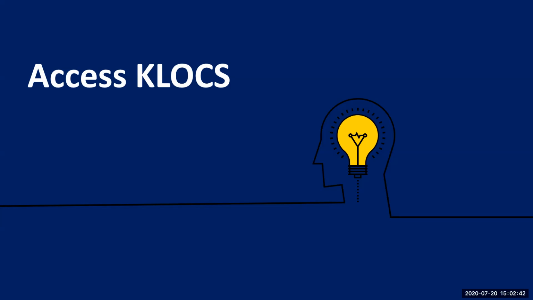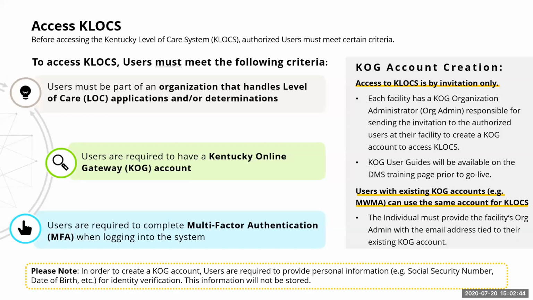Since there are a lot of questions about COG, we'll go through and talk a little bit about that. In terms of KLOCS, there is going to be protected health information, PHI, in that system, and we want to make sure that information is protected, so not anybody can just get access. If I go out there as an average citizen and create a COG account, I won't be able to get into KLOCS. I'm going to have to be assigned a role in KLOCS, probably a provider staff role, in order to get access to that system.